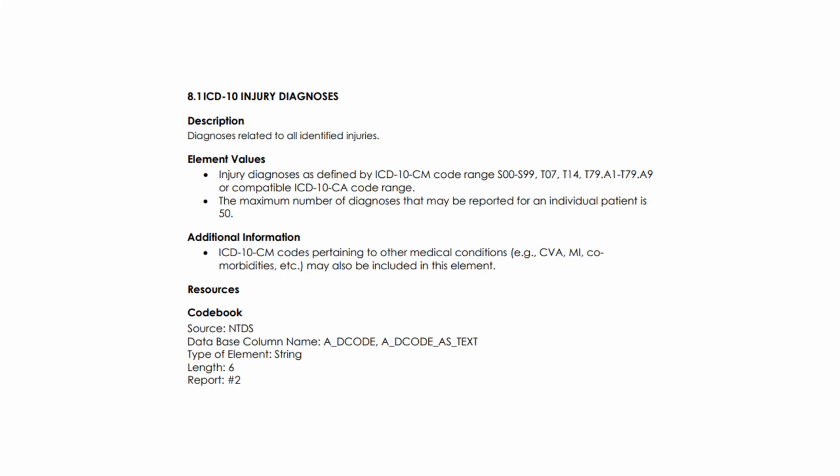ICD-10 injury diagnoses are diagnoses related to all identified injuries. Injury codes are further broken down under the Patient Inclusion Criteria section in the Introduction chapter of the Data Dictionary. Additional ICD-10 codes pertaining to non-injury conditions such as CVA, MI, comorbidities, etc. may be included in this element if the center chooses, but are not required reporting.